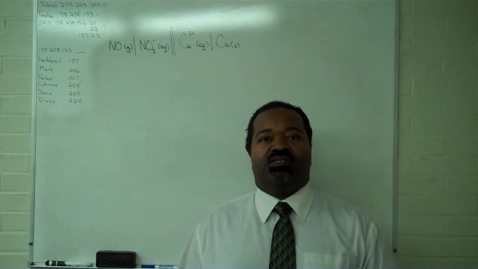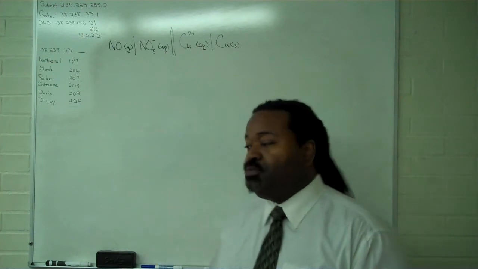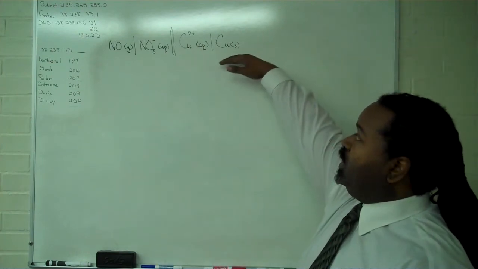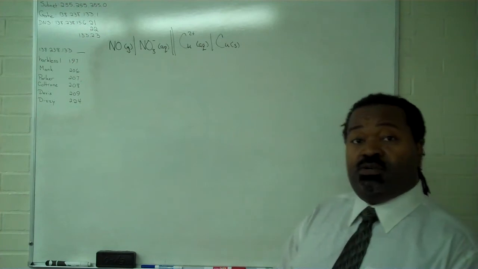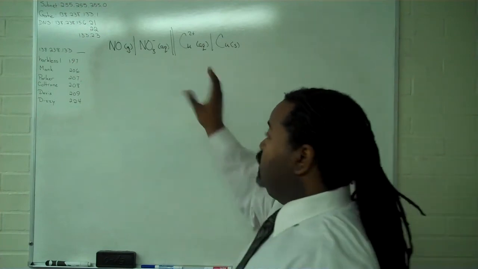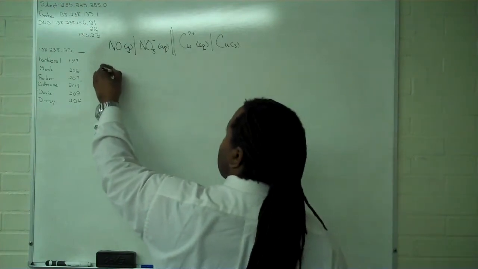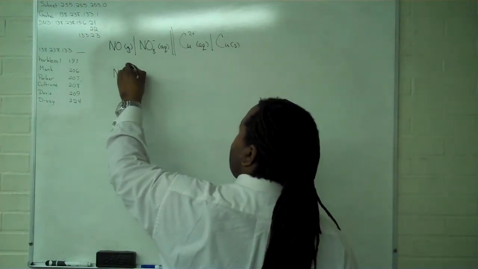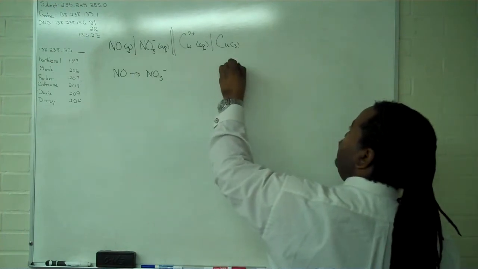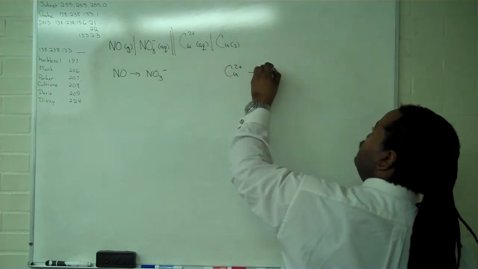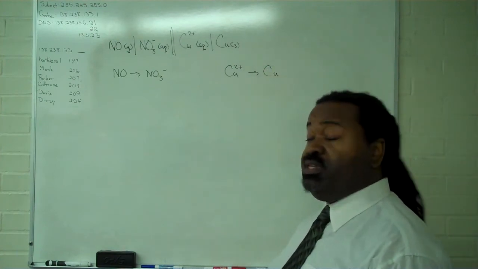This instructional video is designed to show you how to determine a standard cell potential when given a voltaic cell written in cell notation. So the first step is to look at this and write out our two half-cell reactions. And once we have these written, we'll use the half reaction balance method to complete them.